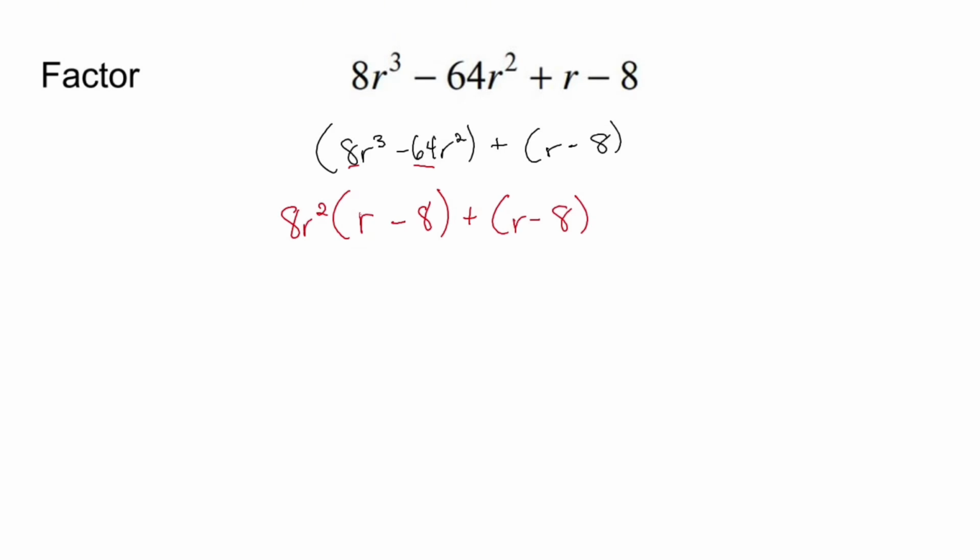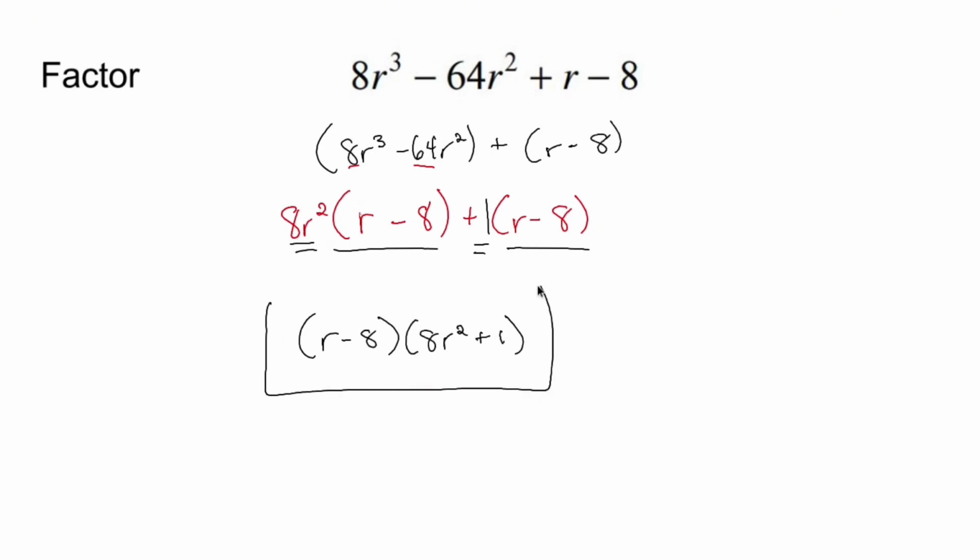Now I'm going to put an invisible 1 here, because what I notice is both of these things has an r minus 8 in common that I can pull out. So I can pull out r minus 8, and by pulling out an r minus 8, that leaves me with 8r squared plus 1. So factor by grouping is not the easiest thing, for sure, but that's how you do it.